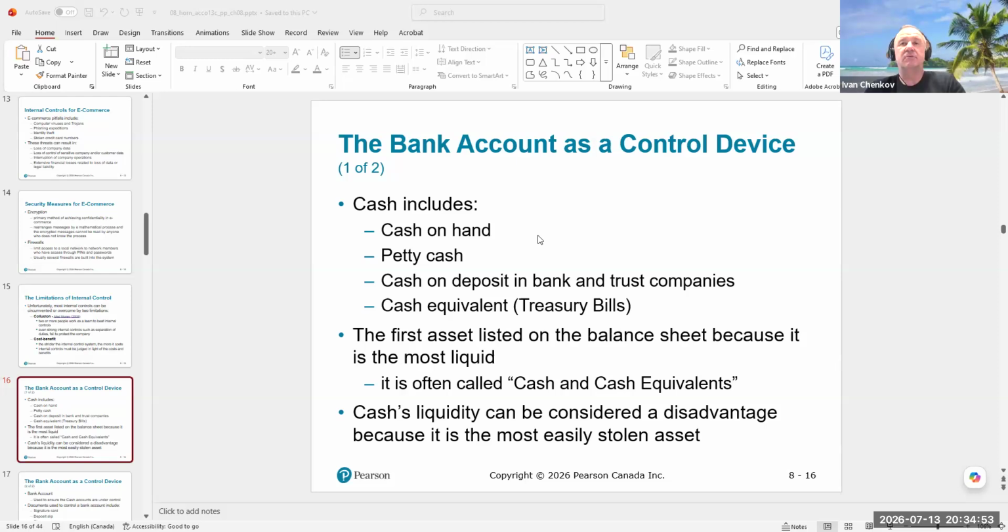That's the first asset that you're going to see on the balance sheet. And often it's called not just cash, but cash and cash equivalents. Why? Because it includes treasury bills, which are a highly safe instrument convertible into cash. Cash liquidity can be considered a disadvantage because it's the most easily stolen asset. Since it's the most liquid asset, that can be considered a disadvantage. Why? Because it can easily transfer hands.